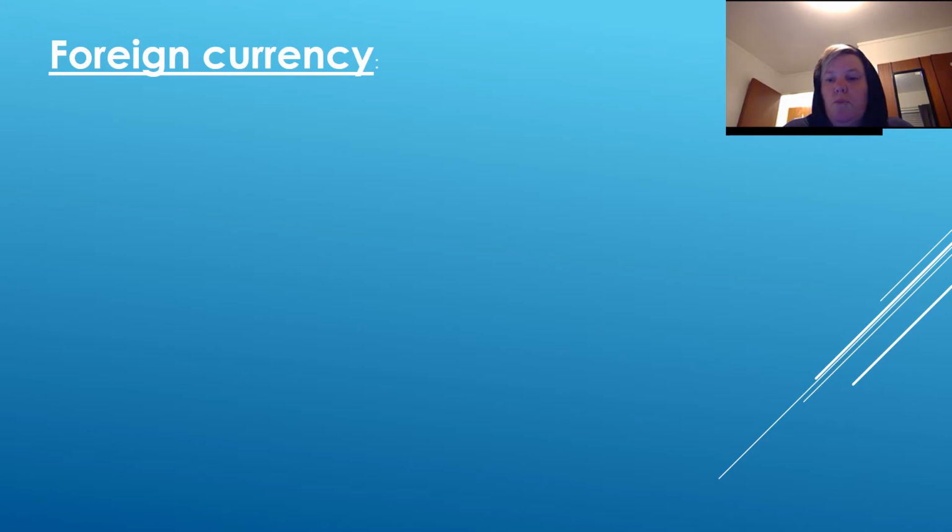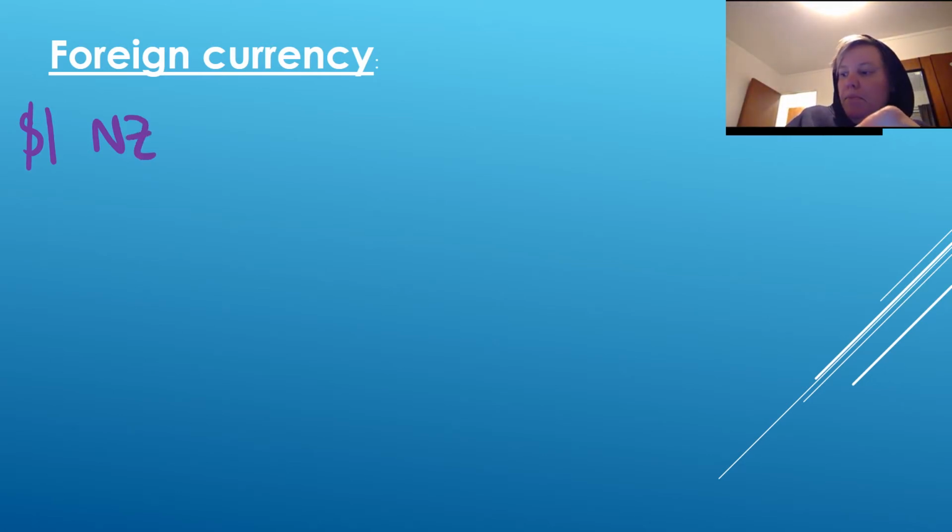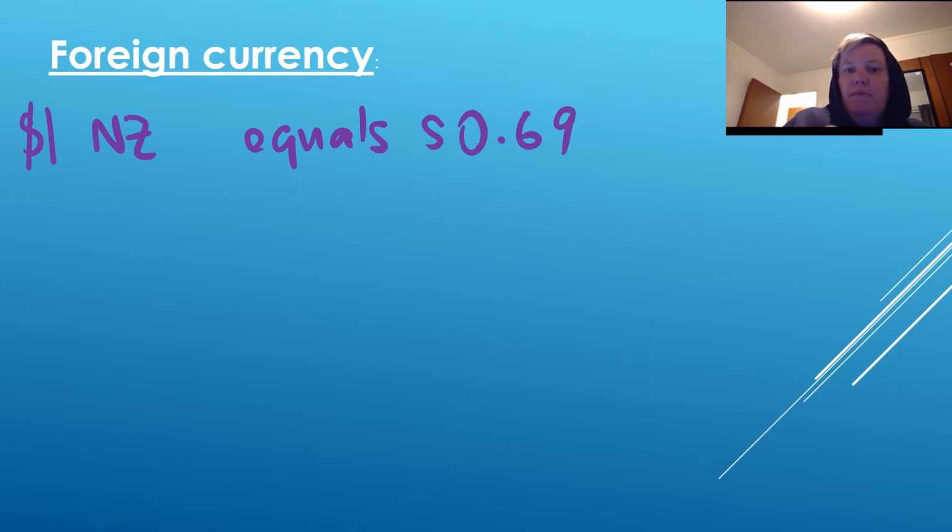Okay, so let's just talk about foreign currency. I'm going to use the US dollar. Now, currently, 1 New Zealand dollar equals, and I'm actually using the real rate, 0.69 US dollars. What that means is that if I take $1 New Zealand, I'm going to get 69 cents US. So the US dollar is actually worth more.